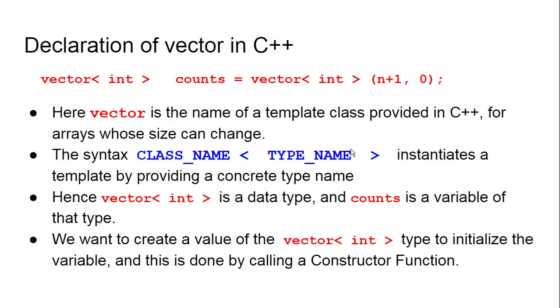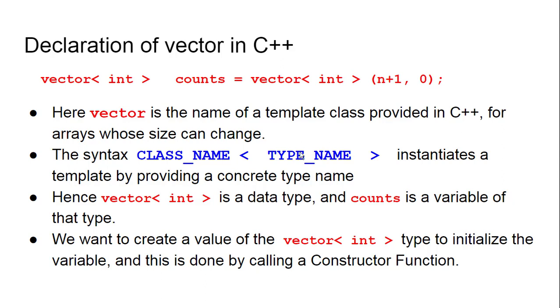Okay, so with those basic concepts, now we can try to break down this line of code. Vector is the name of a template class provided in C++ STL. So we need to include the header file in order to use this vector class. And this syntax of a class name, then a less than sign, something in the middle, followed by a greater than sign. Here I have a type name in the middle.